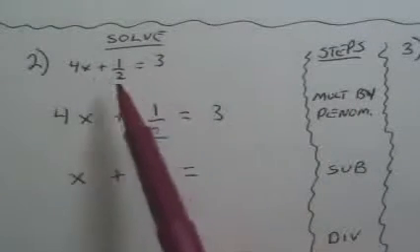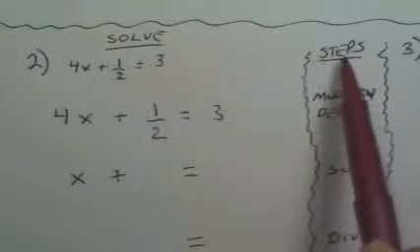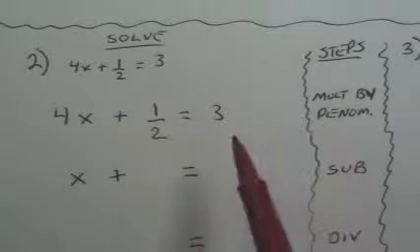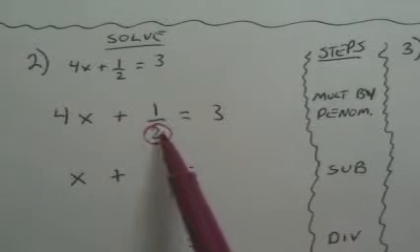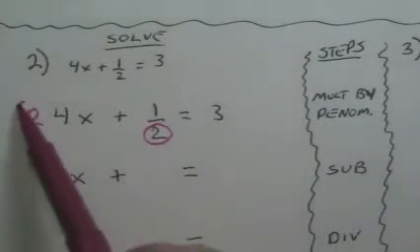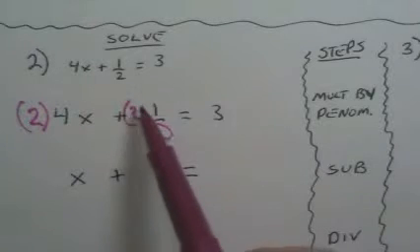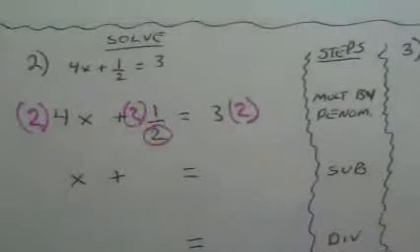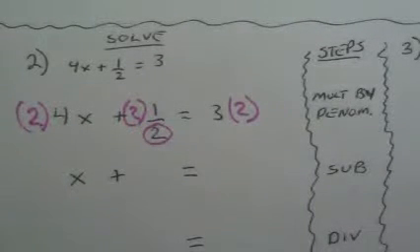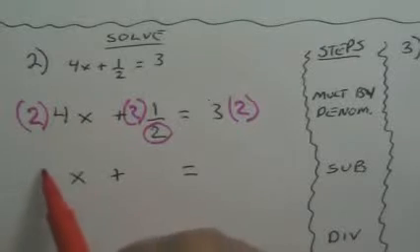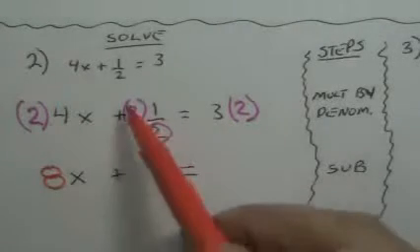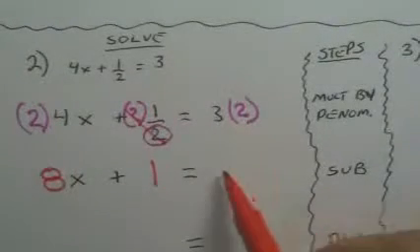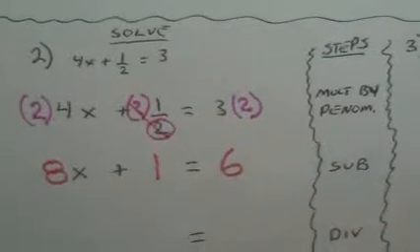Okay, it says to solve. And over here are the steps. Our first step is to multiply by the denominator. The denominator is 2, so I'm going to multiply every term by 2. We've done this before. I multiply each term by 2, and watch what happens. 2 times 4 is 8. And over here, the 2's cancel, and you're just left with 1. And 3 times 2 is 6.